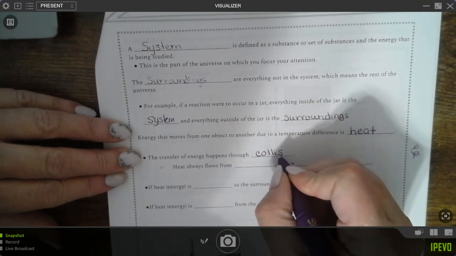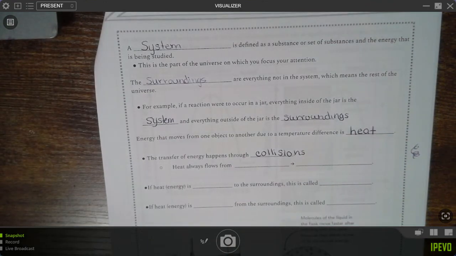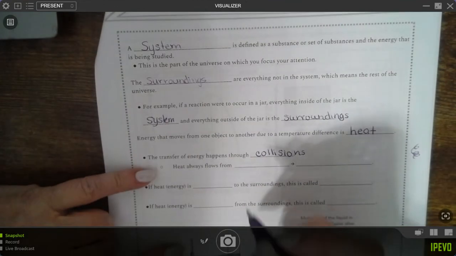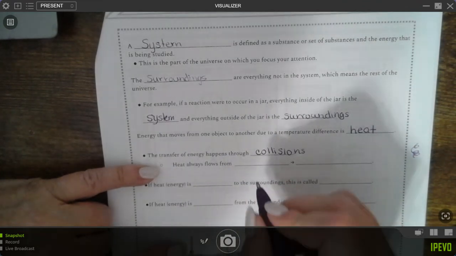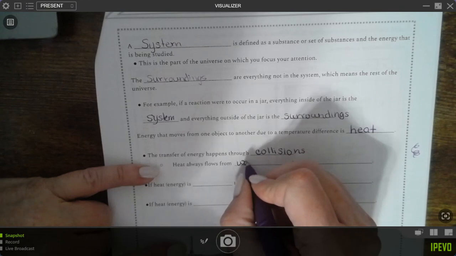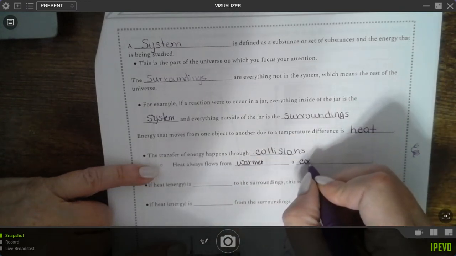And for chemistry, the transfer of energy happens through collisions. Okay, so we've got particles, and when they run into each other, energy is transferred from one substance to the other. Something very important to remember: heat always flows from a warmer object to a cooler object.